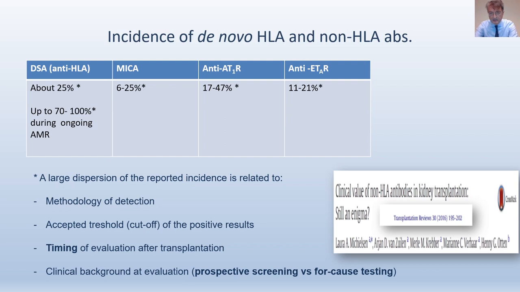The incidence of de novo DSAs and non-HLA antibodies is very variable, and the reports are very different. This dispersion of the reported incidence is related to several factors, including methodology of detection, accepted threshold cutoff of the positive results, and also timing of evaluation after transplantation, because the later the test, the more chance that we will discover DSAs. And the most important is the clinical background at evaluation, because prospective screening gives completely different results versus for-cause testing, meaning in patients who are in trouble.